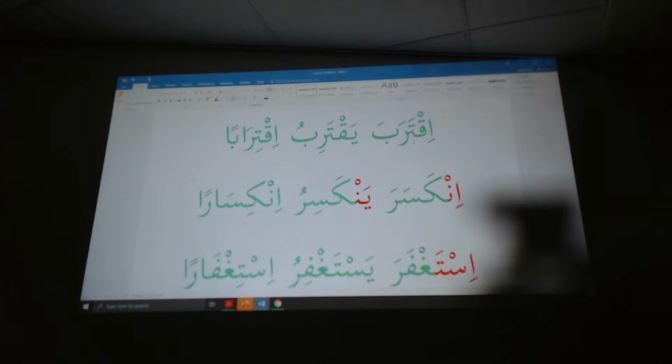Focus. Huwa iqtaraba, huma iqtaraba, hum iqtarabu, hiya iqtarabat, huma iqtarabata, hunna iqtarabna, anta iqtarabta, antuma iqtarabtuma, antum iqtarabtum, anti iqtarabti, antuma iqtarabtuma, antunna iqtarabtunna, ana iqtarabtu, nahnu iqtarabna. I'm just going to do the madi and the mudari so you'll understand that and the majhul versions. Next bit.